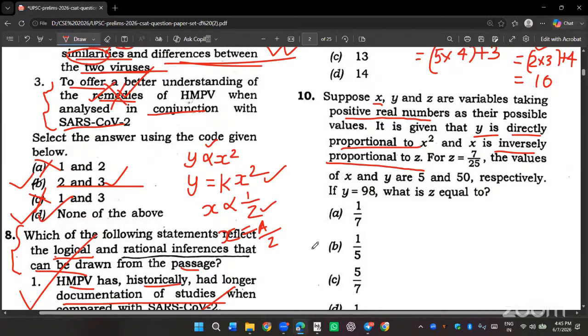Clear? So if I substitute z here, I will get one x value. That value is equal to what? 5. X value is 5. Even I can write it this side. X value is 5. From this, what can I find out? A value. I can find out A value.